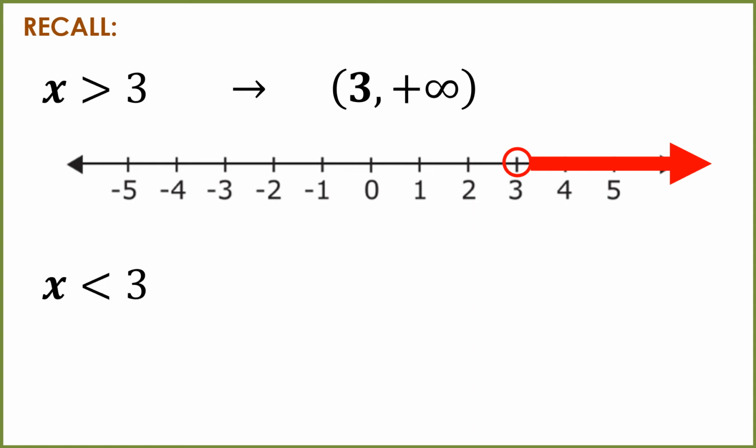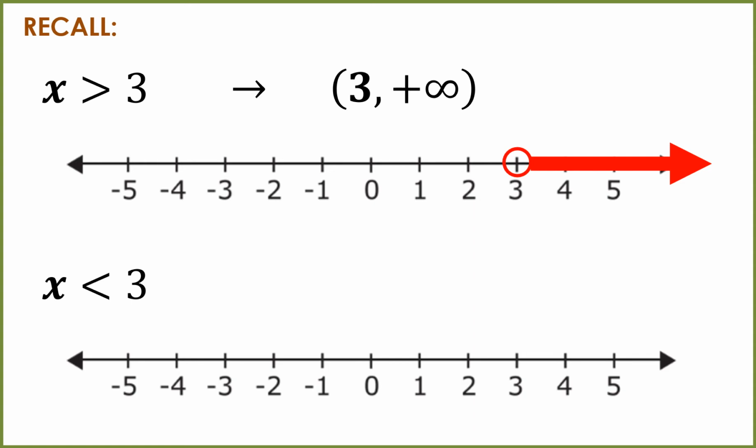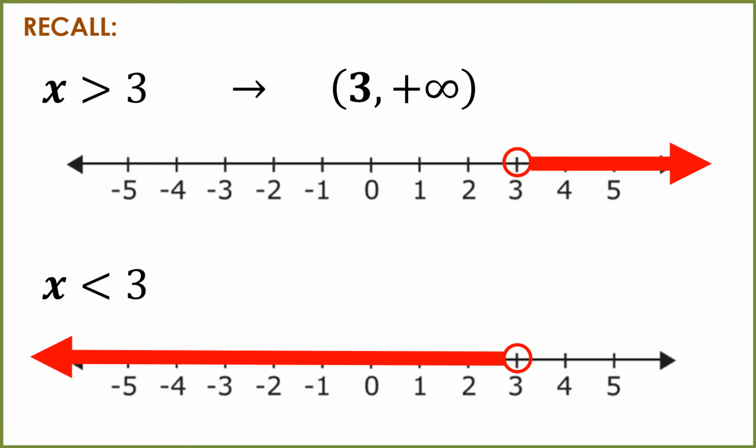How about if we have here x is less than 3? Again, since it is less than, we are also going to use an open circle. Now we are looking for values of x that are less than 3. That means our graph will move to the left, which means that our solution set is from negative infinity to 3, where 3 is not included.